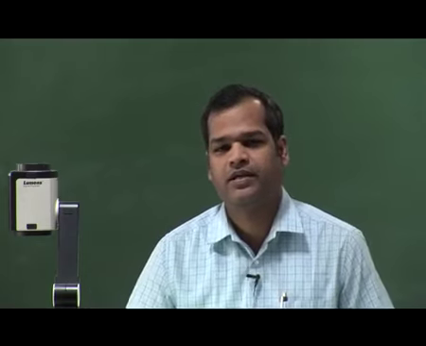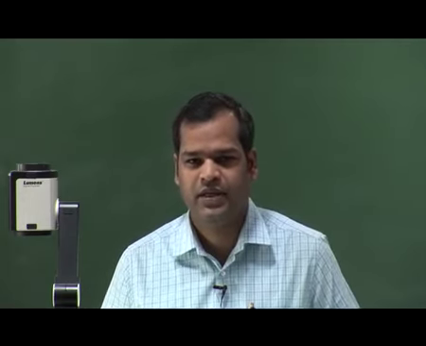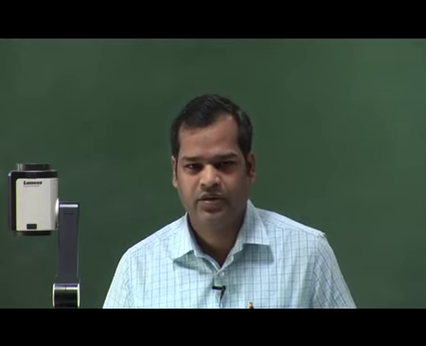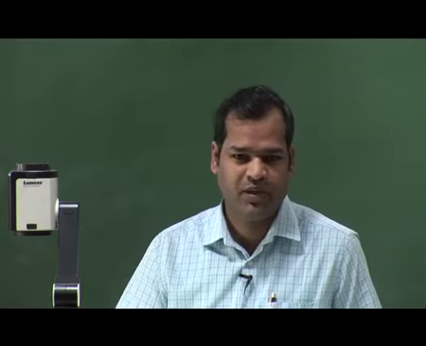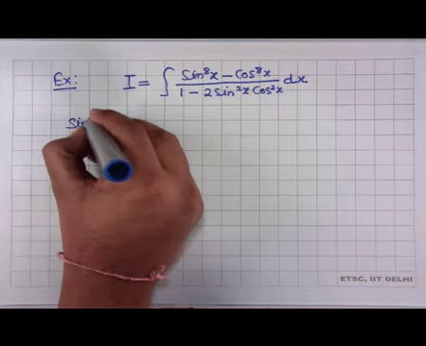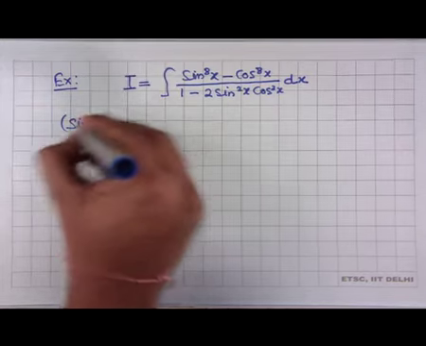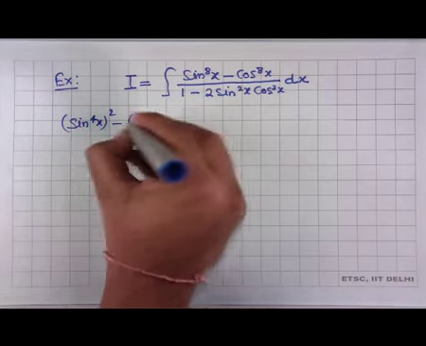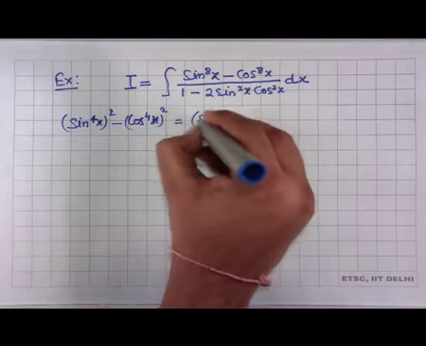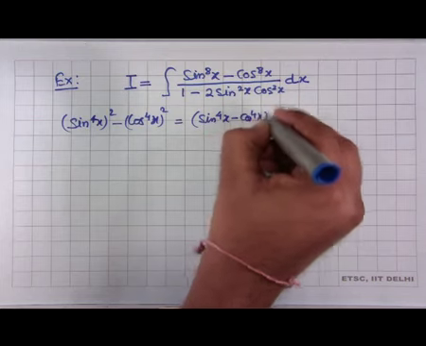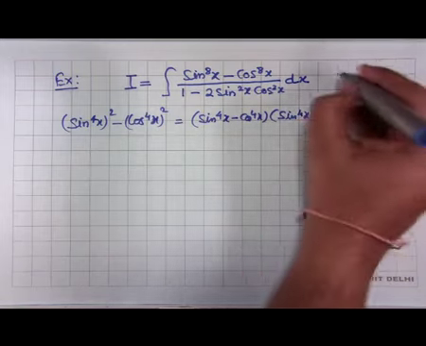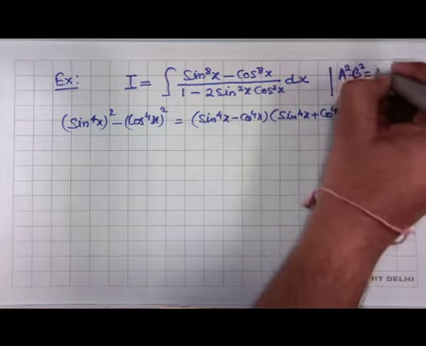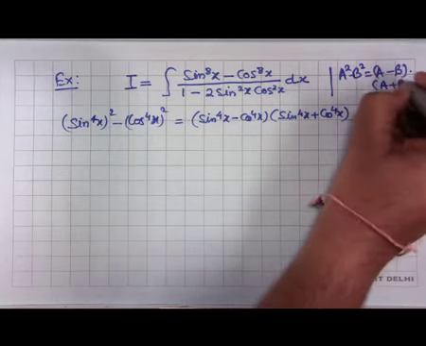First of all, when you are looking at sin raised to power 8x minus cosine raised to power 8x, the first idea which should come to your mind is whether we can convert it into the form a square minus b square, because that form we know how to factorize: a square minus b square equals a plus b into a minus b. So, sin to power 8 can be written as (sin 4x) squared minus (cos 4x) squared, which can be written as (sin 4x minus cos 4x) into (sin 4x plus cos 4x). Here I have used the formula a square minus b square is equal to a minus b into a plus b.